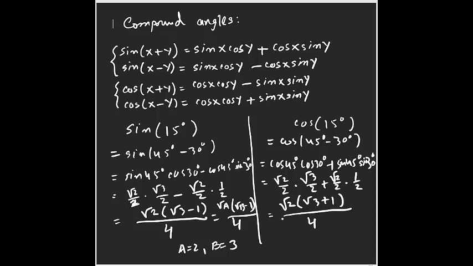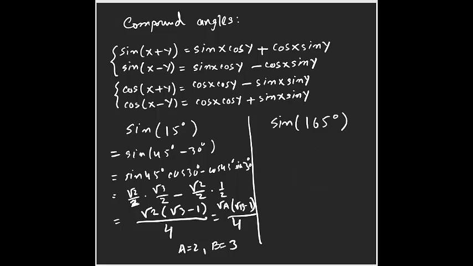Now compare with, say, square root of a times square root of b plus 1 over 4. So you can easily say that a is 2 and b is 3, and we are done for these two examples.